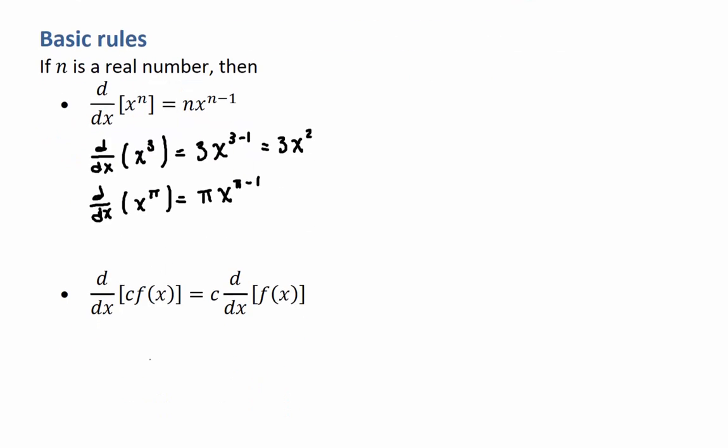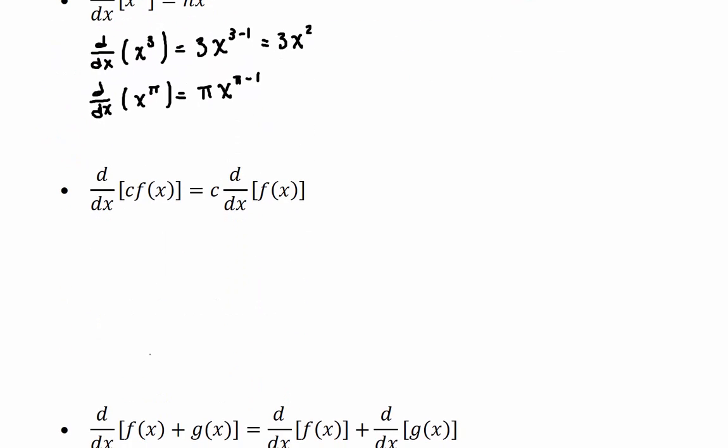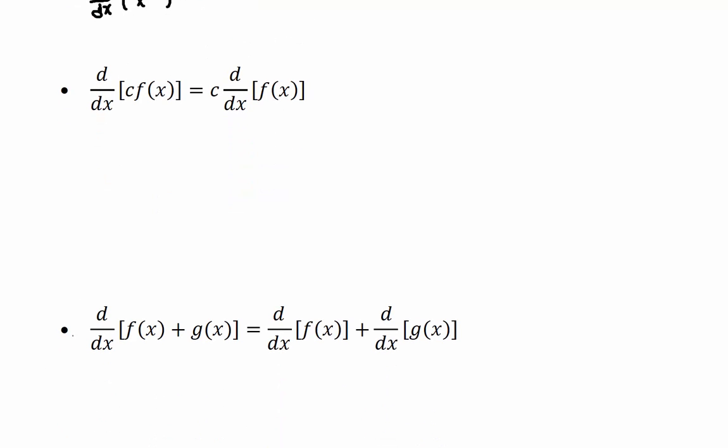All right, the next two rules, let me talk about these together. These two rules together give you the linearity of the derivative. When you have a constant times a function, you're able to pull the constant out of the derivative. So for example, if you have d by dx of 3x squared, you're able to pull the 3 out of there and just calculate the derivative of x squared.